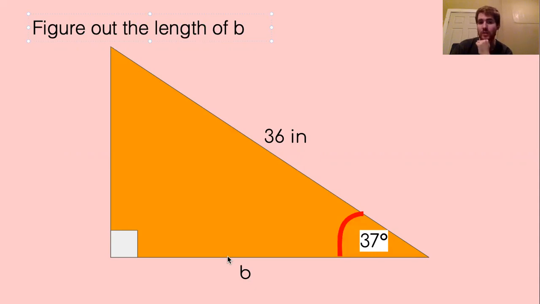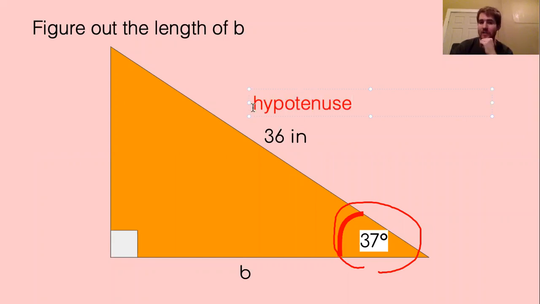Well, as always, the first thing you should do when you have one of these is label the sides. So we know what angle we have, right? We've got this 37-degree angle. We know the hypotenuse is going to be the side opposite the right angle. We know the opposite side is going to be the side opposite the angle. So that's over here because it's opposite the 37-degree angle. And the adjacent side is the side next to the angle, in between the angle we're talking about and the right angle. So there we go. We've labeled all the sides.